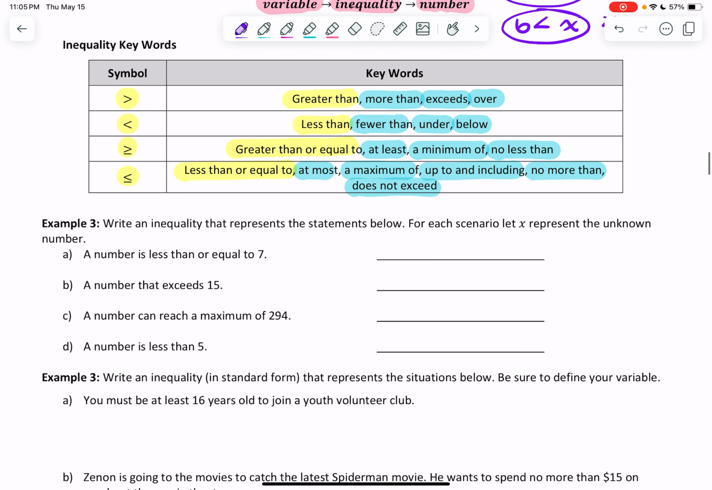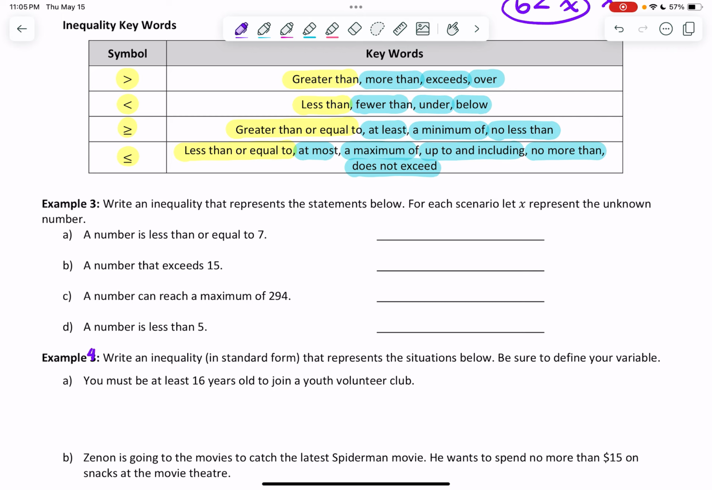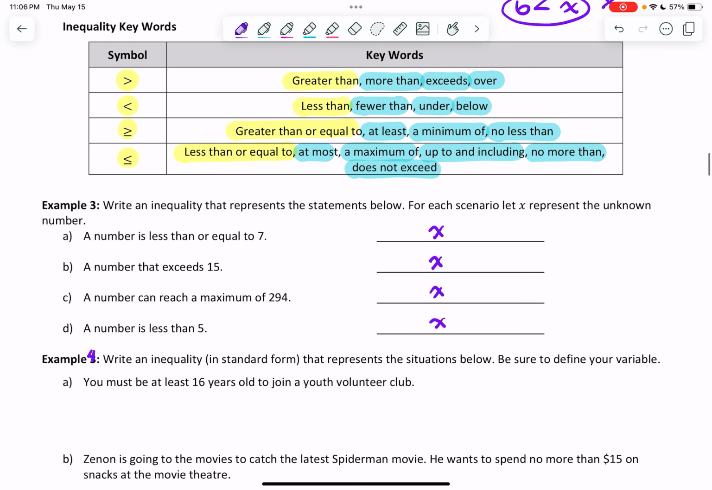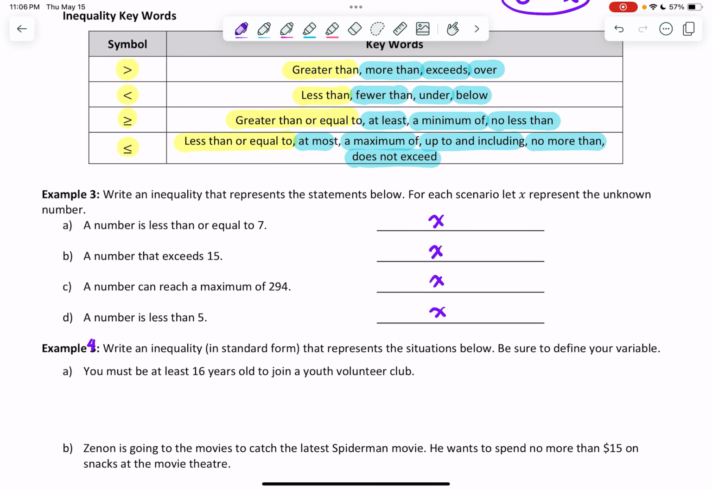So, here's the first set of examples we're going to do. Oh no, this says example 3 again. It should say example 4. Okay, the first example here says write an inequality that represents the statements below. For each scenario, let x represent the unknown number. So my variable has been defined for me. For each of these, I'm going to use x. I do want my final answer in standard form, so I've already written x down. Now, what I'd like you to do is take a moment, look for some of those keywords in these statements, and finish writing those inequalities. Pause the video, try it out.